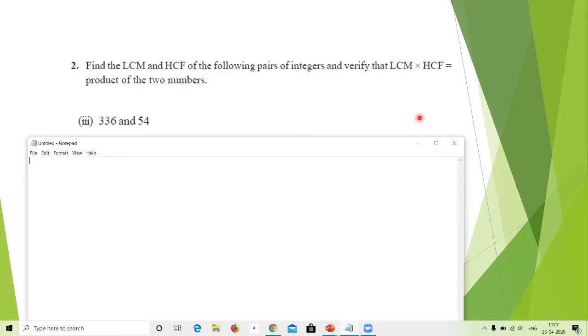Find the LCM and the HCF of the following pair of integers and verify. So here they've asked us to verify. So surely marks are allotted for that also. First give me the LCM, then give me the HCF. Come on. Now they have not stated any method. So do it on your own, whatever method you want. For LCM, you can take up the common, whatever you wish.